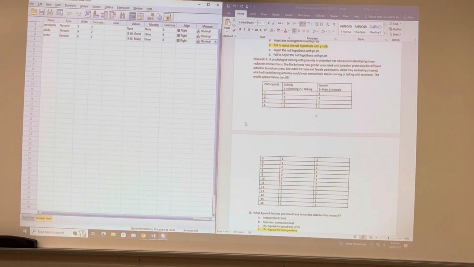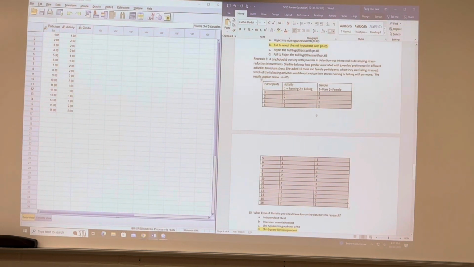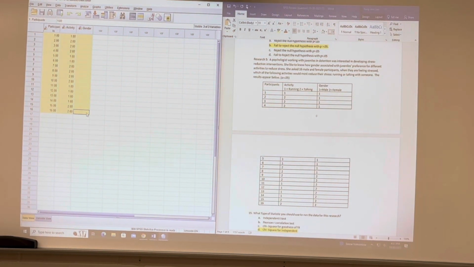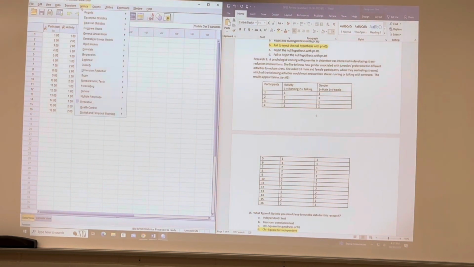Okay, and then I copy the data and highlight here. Okay, so then where do we go? Don't go non-parametric anymore. Let's go to chi-square, for goodness sake, right? So where do we go? What do we do?